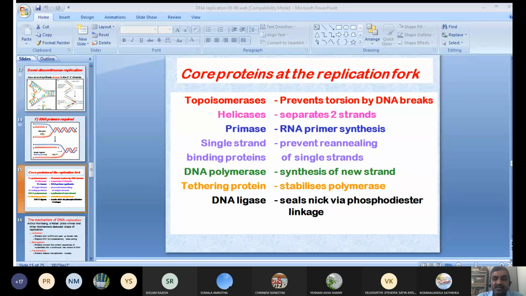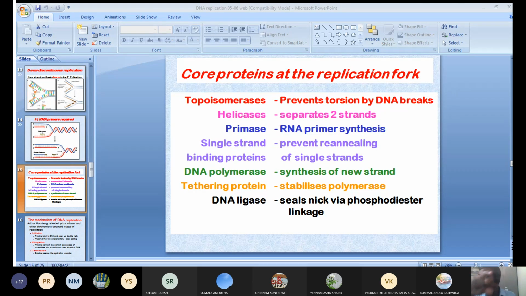tethering proteins. The tethering proteins are the proteins which are responsible for stabilizing the DNA polymerases. The DNA polymerases may have a loose interaction with the DNA molecule during the replication process, and that can be strengthened by the tethering proteins. So these proteins will help. Next is DNA ligase. DNA ligase is an enzyme which seals the nicks via phosphodiester linkage. But I already told you the importance of DNA ligase.